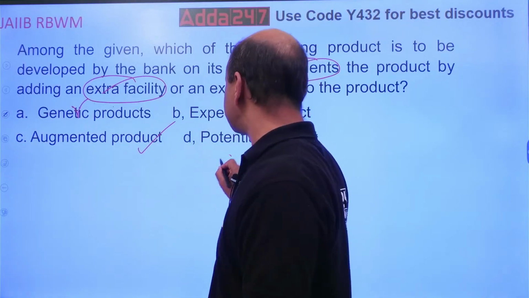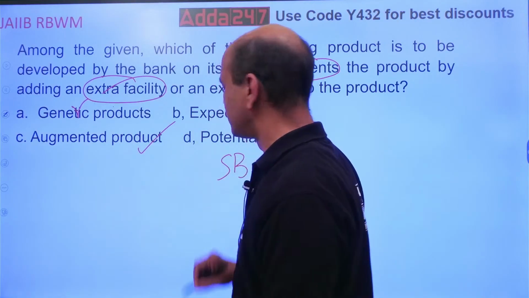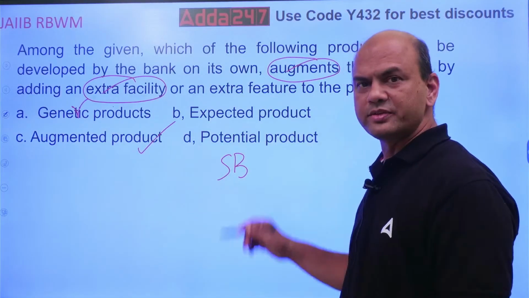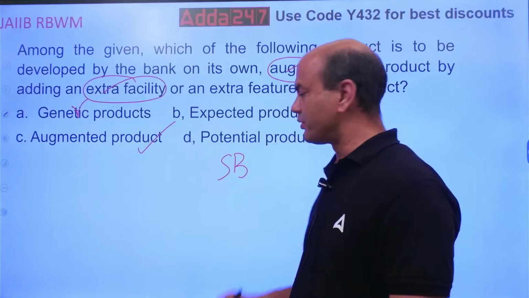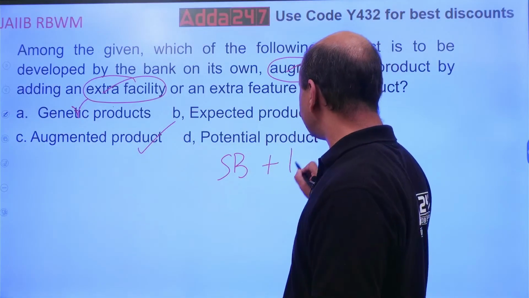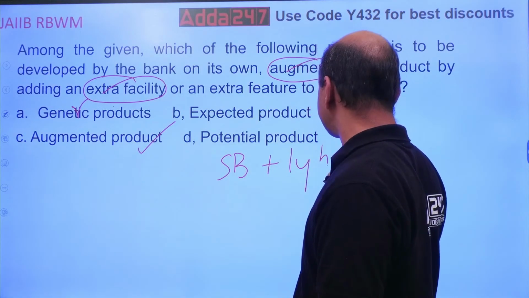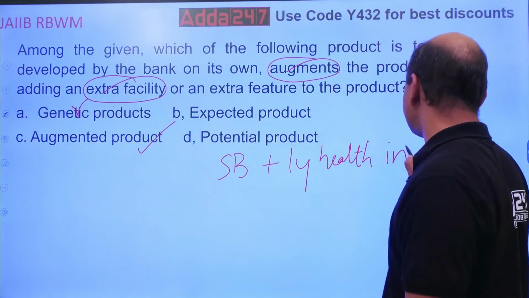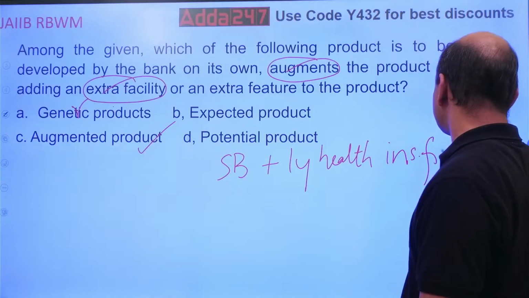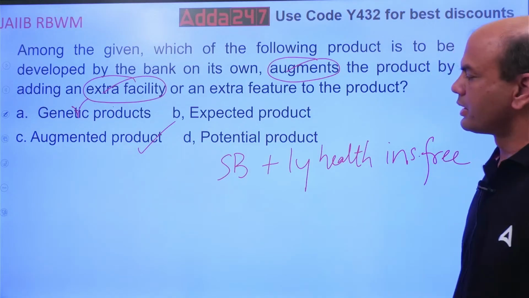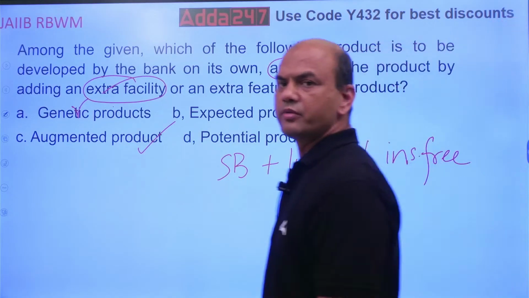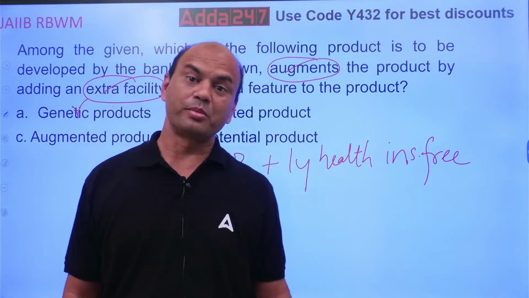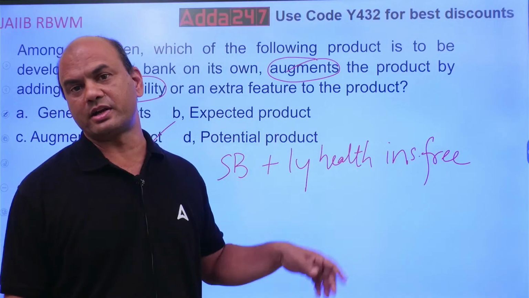Suppose I give you a normal savings account, MAB, monthly average balance. You open a savings account with me and I will give you 1 year health insurance free. You open a savings account with me, I'll give you 1 year health insurance free. Augment: something free, a feature you are adding.